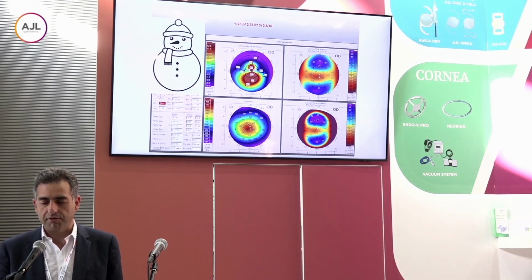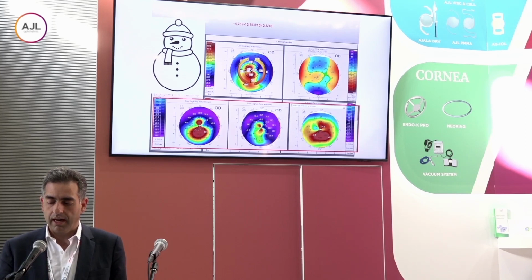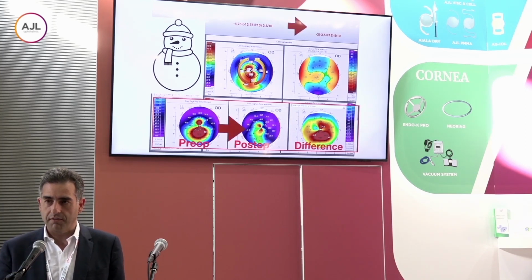This is a case of a snowman. So we put 2 corneal rings. This is the result a few months after. And look at the differential map. The difference is very, very interesting.